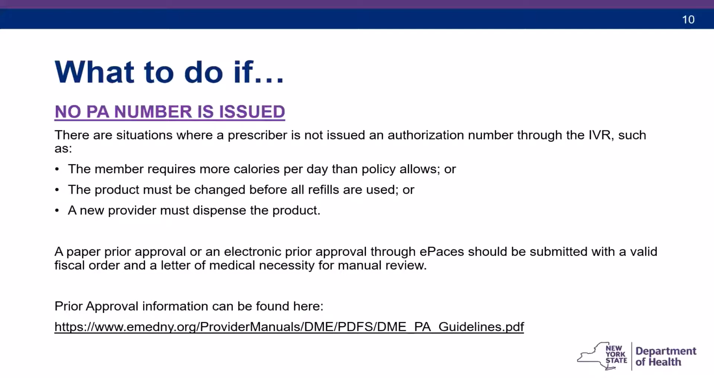There are situations where a prescriber is not issued an authorization number through the IVR, such as when the member requires more calories per day than the policy allows, or when the product code must be changed before all refills are used, or a new provider must dispense the product. A paper prior approval or an electronic prior approval through ePaces should be submitted with a valid fiscal order and a letter of medical necessity for manual review. Prior approval information can be found at the link below.